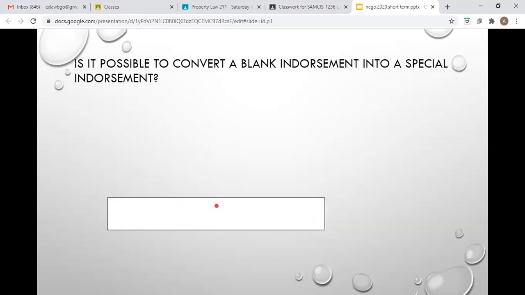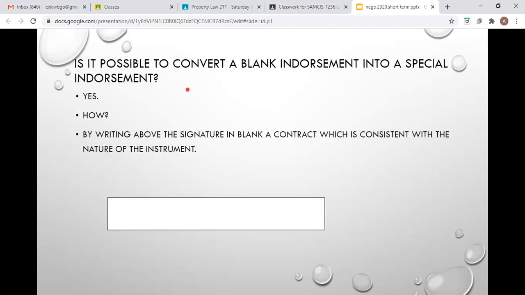Let's take a look at this one. Is it possible to convert a blank endorsement into a special endorsement? The answer would be yes. But how are you going to convert that? Sabi dito, by writing above that signature in blank a contract which is consistent with the character of your instrument. By writing a contract above that signature in blank.